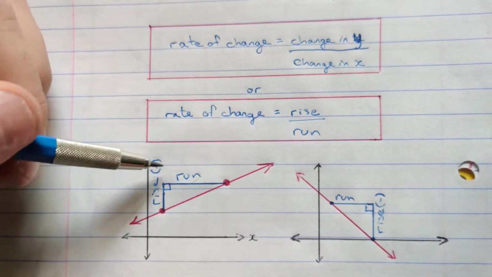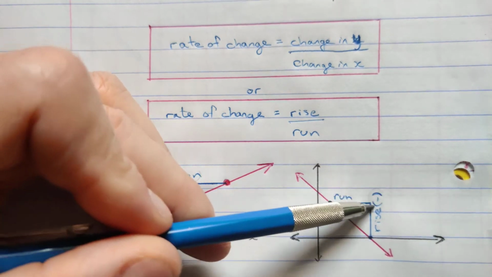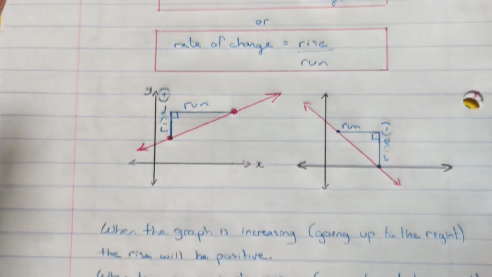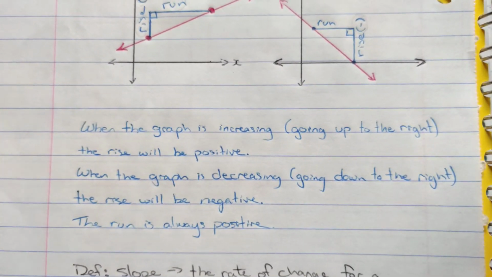So for an increasing graph, the rise needs to be positive, and for a decreasing graph, the rise would be negative. And you'll see that when we do some of our work. When the graph is increasing, going up to the right, the rise will be positive. When the graph is decreasing, going down to the right, the rise will be negative. The run is always positive. So that's just a restatement of what I just said.